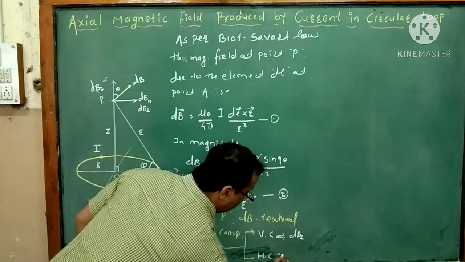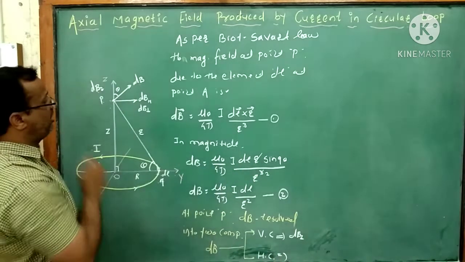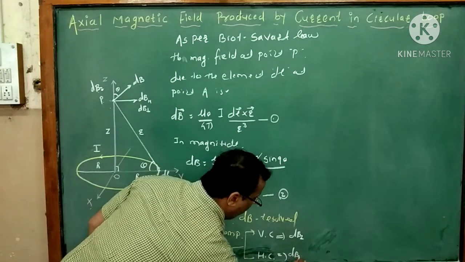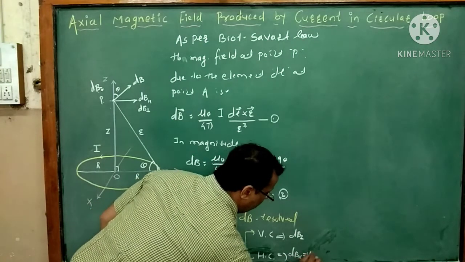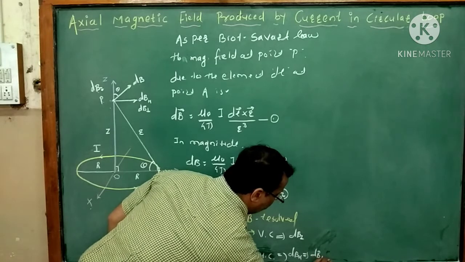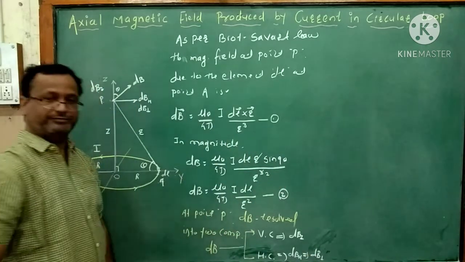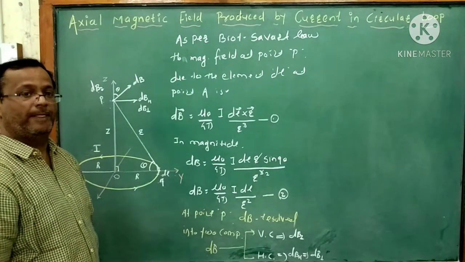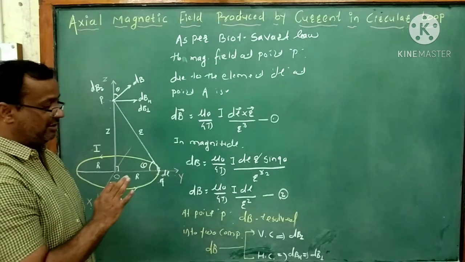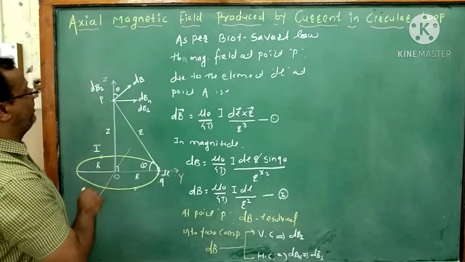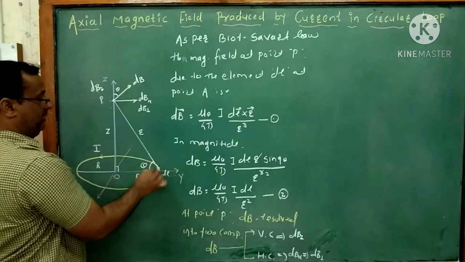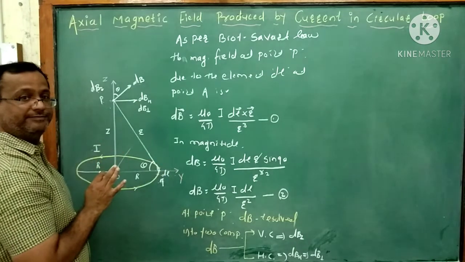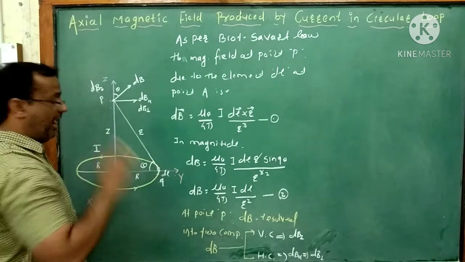Here the value of the vertical component is dBz, and the horizontal component is dBh, or simply dB perpendicular, whether dBh or dB perpendicular. Right? So this is about a single element, that is dl, which is considered at point A.